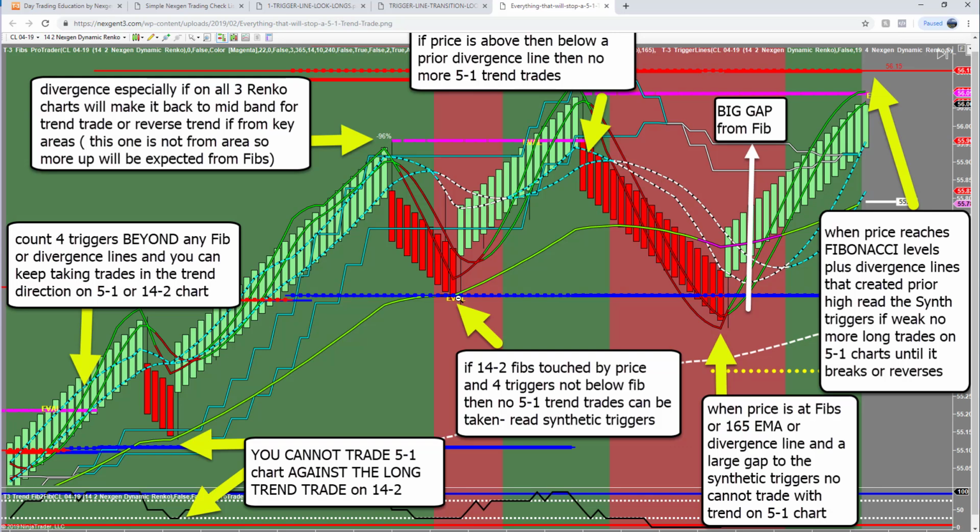So we're using the 14.2 chart to know when we break out of areas and when we're going to keep going up and when we're going to stop going down. You know, and look, every area is going to break eventually. So you may initially get to an area and say, I'm not going to go short, but if it breaks and 4 triggers get past it, then you will go short.